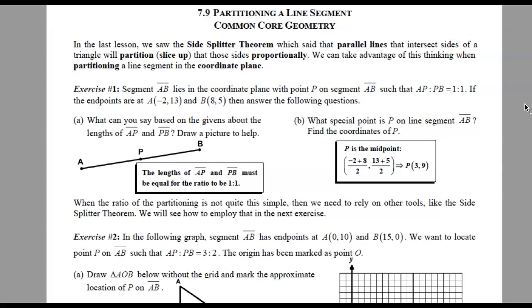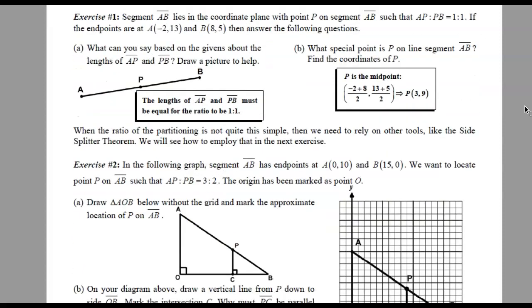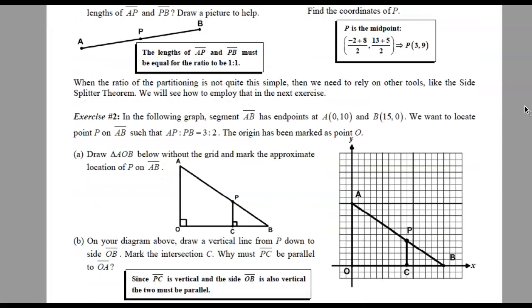All right, now, partitioning is usually not quite that simple. We usually have to do a little bit more work than that. But if you have a 1-to-1 ratio, you're essentially getting a midpoint. All right, exercise 2. In the following graph, segment AB has endpoints at 0, 10, which is here, and 15, 0, which is here. We want to locate point P, and I know it's not given to you there, such that AP to PB is 3 to 2.